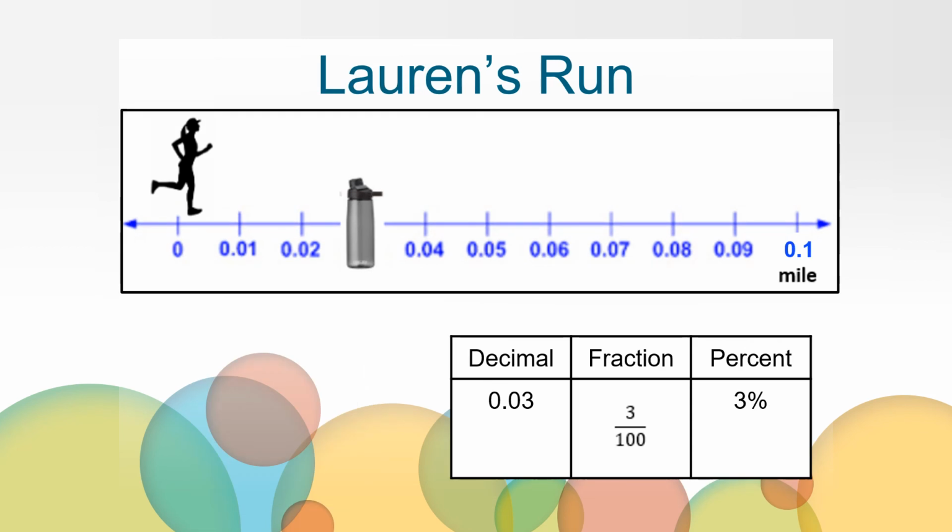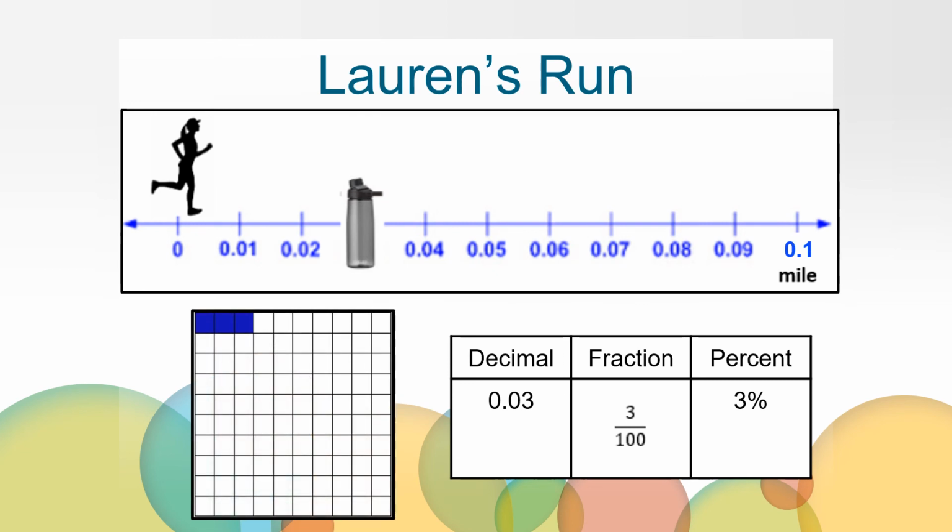Now let's take a look at Lauren's run. This number line is counting by hundredths. So after 2/100ths, Lauren would reach 3/100ths. This is where she took a sip of water. I can represent the decimal 0.03 as a fraction, 3/100, just like I can see in my hundredths grid. And since I know percent is per 100, 3/100 can be written as 3%.